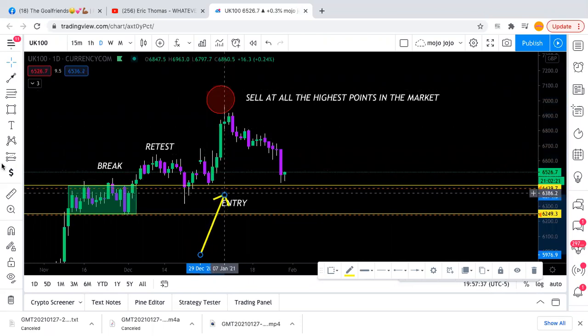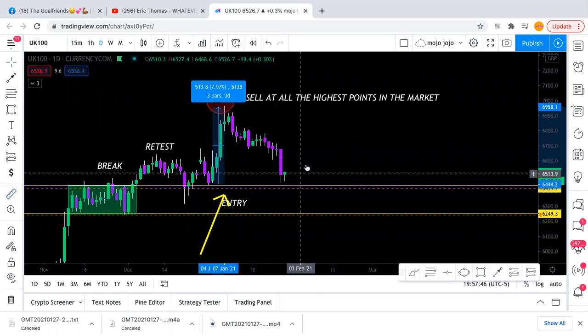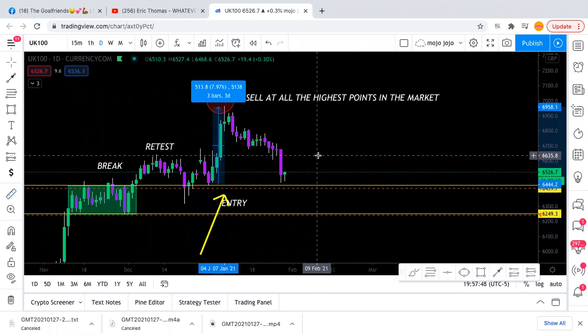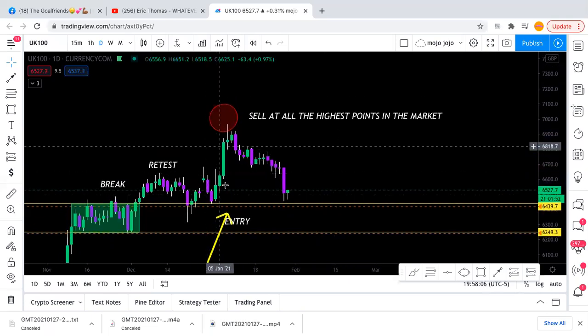If you waited for break, retest, entry, and you took this trade, this is zero drawdown. 513 pips of profit. Comment 513 in the chat if you wish you had these 500 pips. Comment 513 in the chat if you didn't even know this was 500 pips.